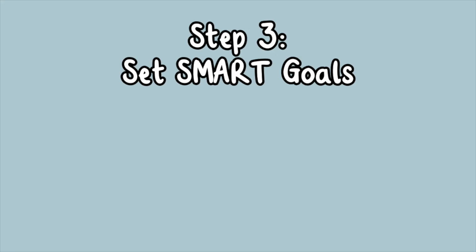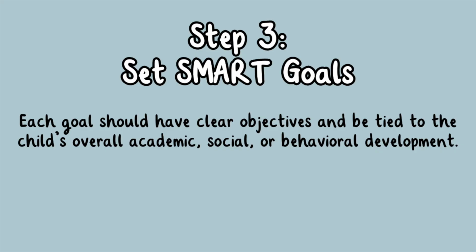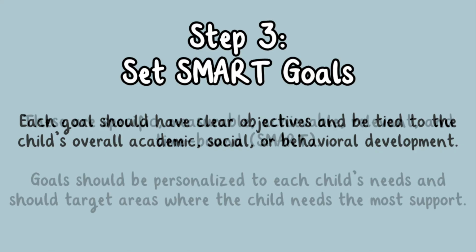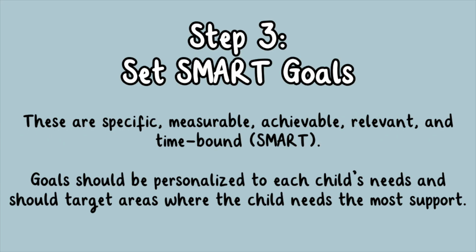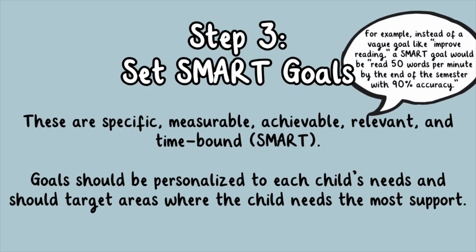Step 3. Set SMART goals. The heart of any IEP is the goals. These are specific, measurable, achievable, relevant, and time-bound, SMART. Goals should be personalized to each child's needs and should target areas where the child needs the most support. For example, instead of a vague goal like improve reading, a SMART goal would be read 50 words per minute by the end of the semester with 90% accuracy.